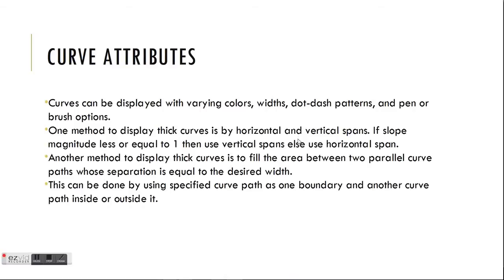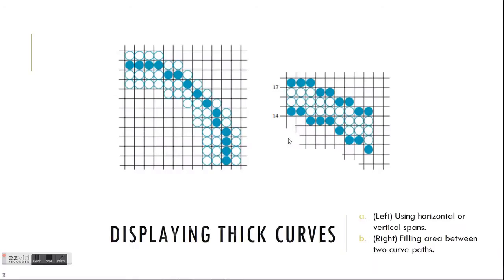Curve attributes. Curves are formed using the lines. When the line is not in a straight manner, it can be called a curve. As it is derived from line, it has similar attributes as color, width, and styles. Thick curves can be obtained either by horizontal and vertical spans or filling the area between two parallel curves, whose separation is equal to the desired width. Here we can see the examples.